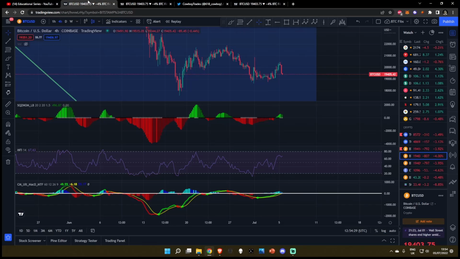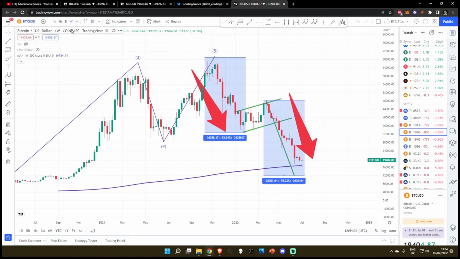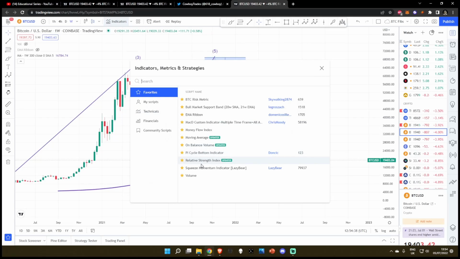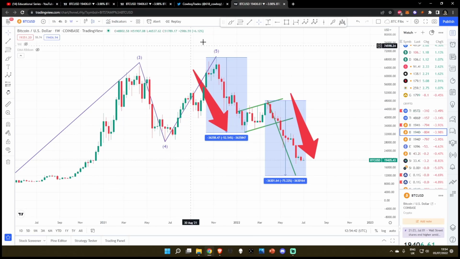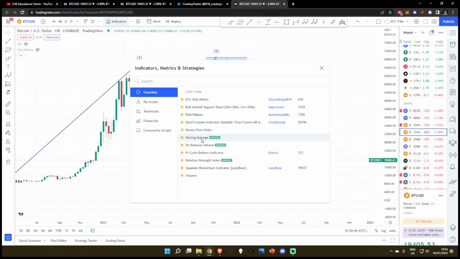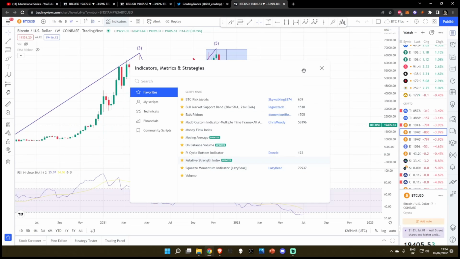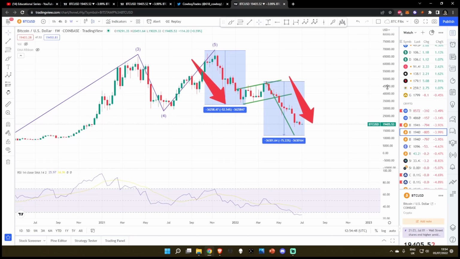So let's finish off on the oscillators. Let's add the RSI and see what the RSI is doing before we move into our other oscillators. Let's get rid of this. The RSI in and of itself is a pretty useless indicator.